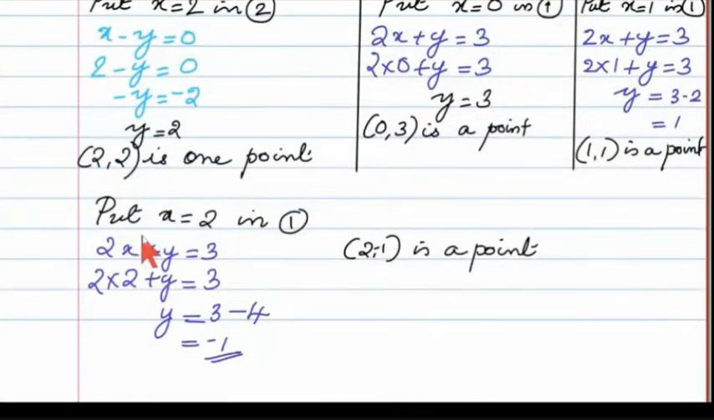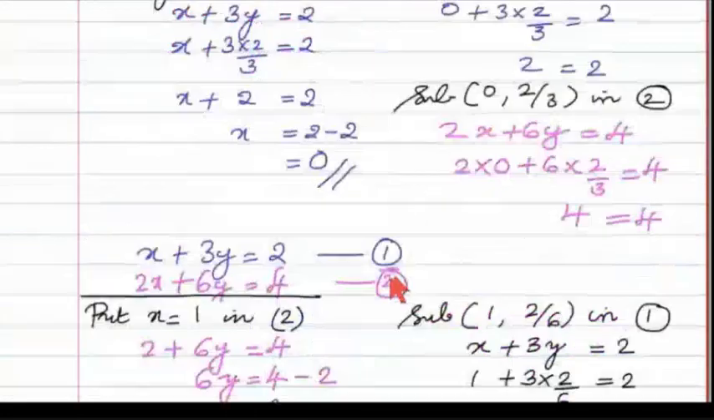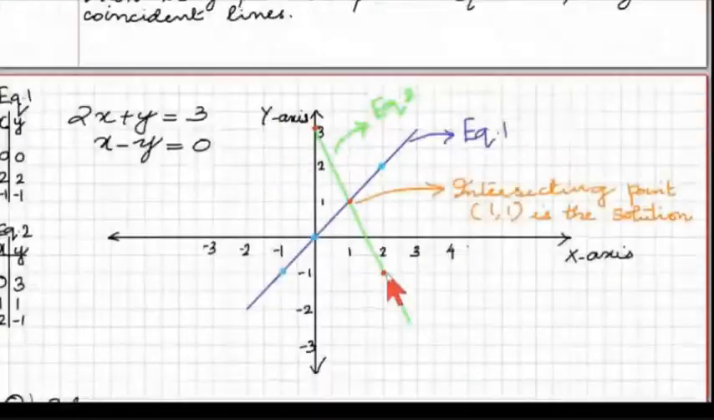To find the next point, we will put x equal to 2 in equation 1. So x is 2, 2 into 2 plus y equal to 3, y equal to 3 minus 4. So we will get 3 minus 4 is minus 1. So (2, -1) is the point. We will plot it.